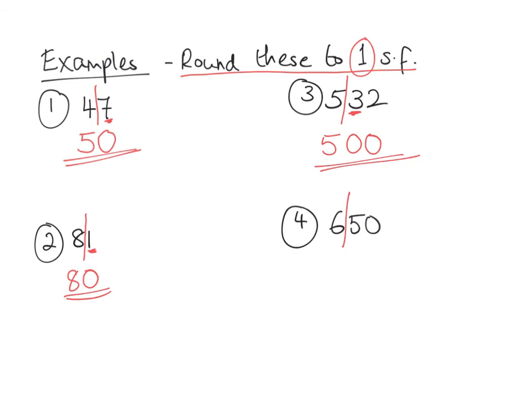Number 4, the first significant figure is the 6. Our rounding line goes in straight after. We only consider what the 5 will do. We're not interested in that 0. The 5 is 5 or more, which means it rounds the previous digit up by 1 to a 7. But we must fill in zeros for those remaining numbers, so 700.